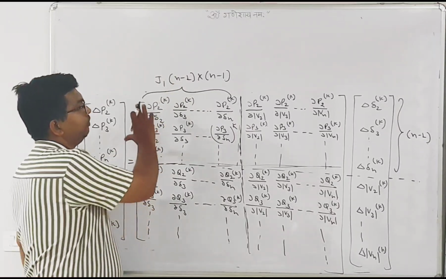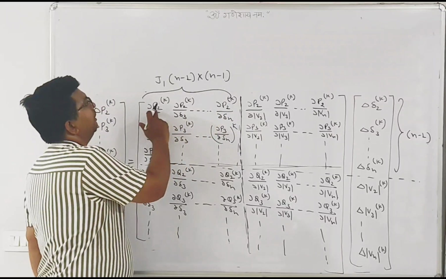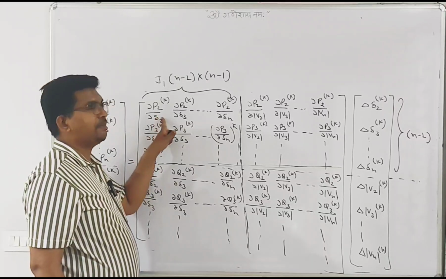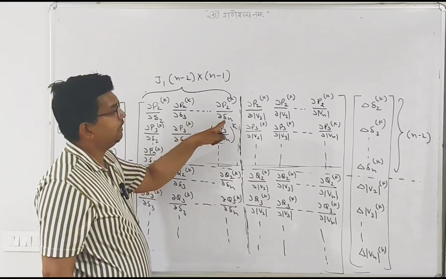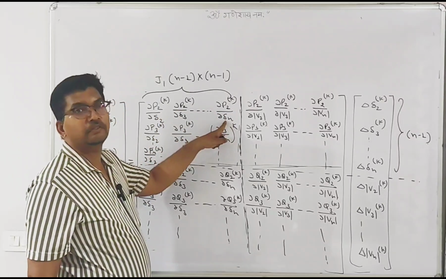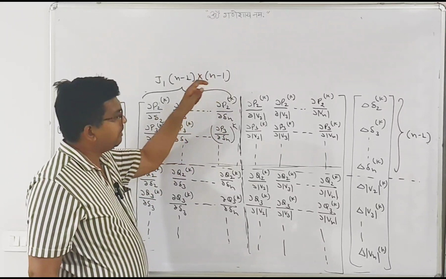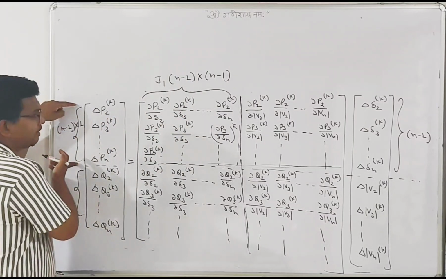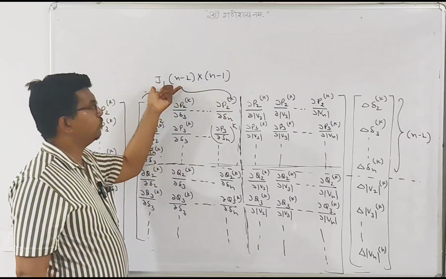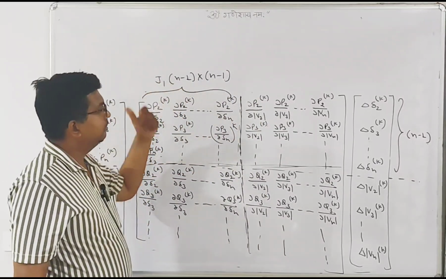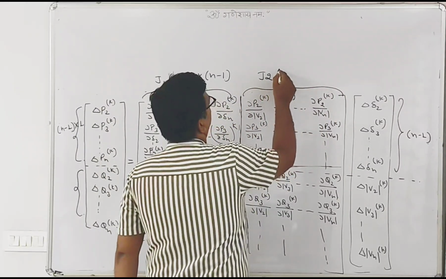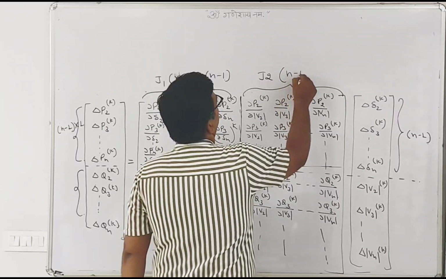And similarly, when we move in the column, what is this? Delta P2, but here the denominator is changing. With respect to delta 2, with respect to delta 3 and up to delta n. Again, delta 2 to delta n, how many elements? Again n minus 1. That's the reason these are n minus 1, and this n minus 1 will decide the size of the sub-Jacobian matrix. Okay. Now, what is the second structure? This is denoted by J2. Now, what is its size?